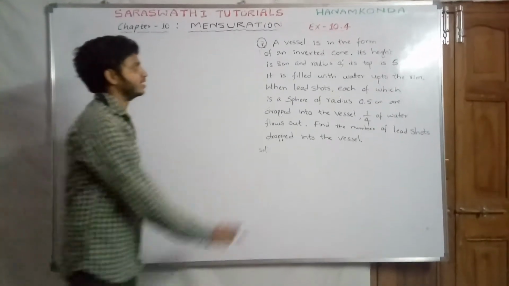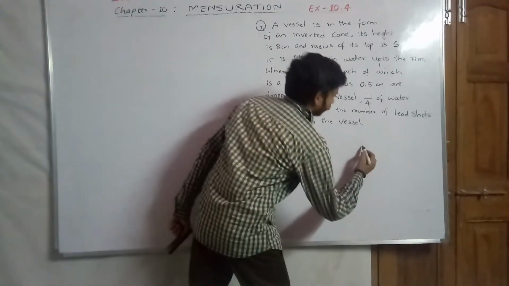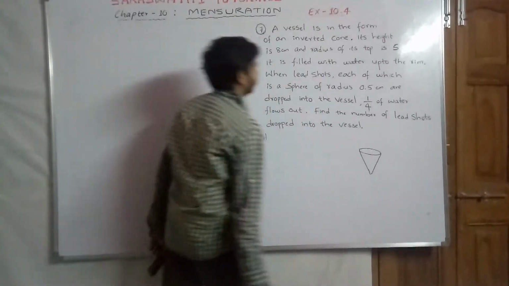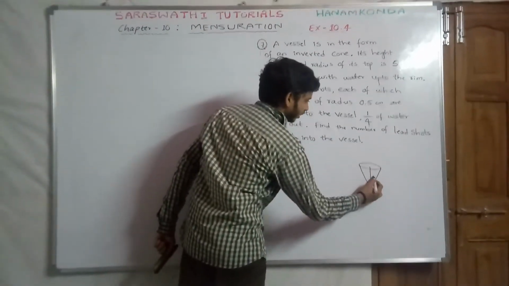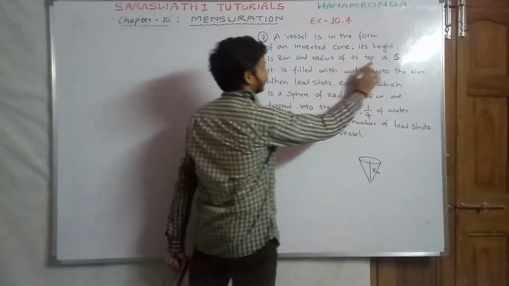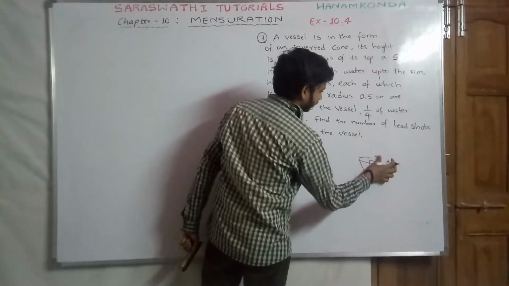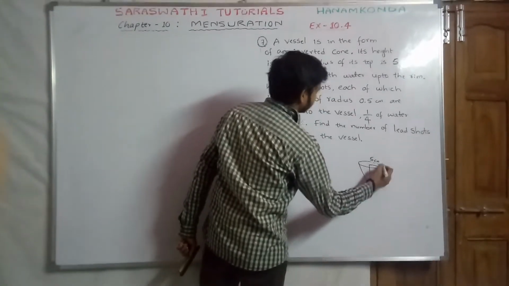So the next question is, a vessel is in the form of an inverted cone. So the vessel is in this shape. Its height is 8 centimeters, and the radius of its top is 5 centimeters. So 5 centimeters is the radius of the vessel.